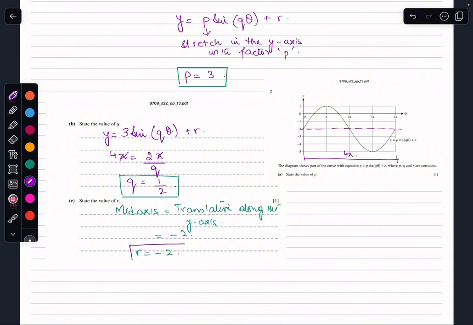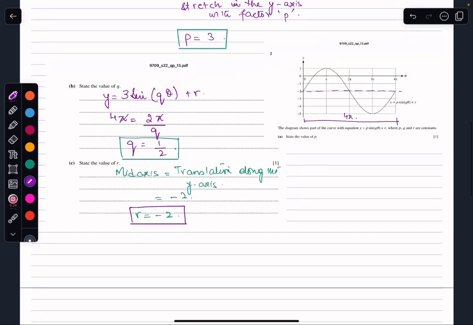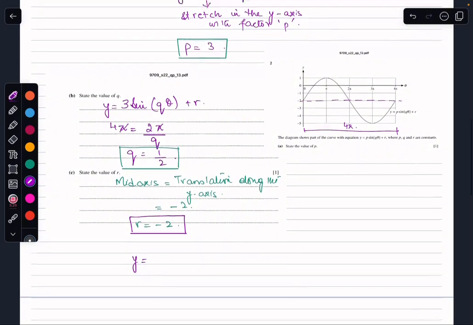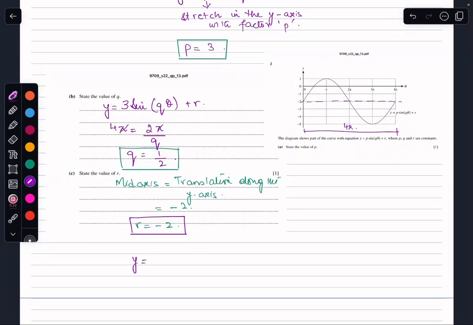So this is how this question needs to be done. And in all, if I need to write the equation, I can simply say that this equation is going to be y equals p, which shall be 3 sine of 1 by 2 theta, and then it should be negative 2 here.